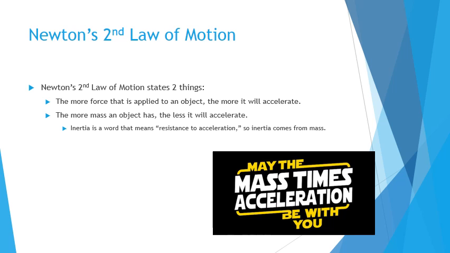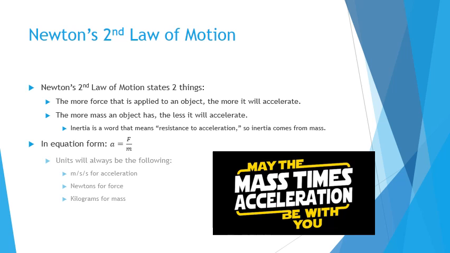That idea is called inertia. Inertia is simply resistance to acceleration. The more mass or inertia something has, the more difficult it is to get it to accelerate because it resists that acceleration. If you were to put these two statements into an equation, it would look like this. Acceleration equals force divided by mass.